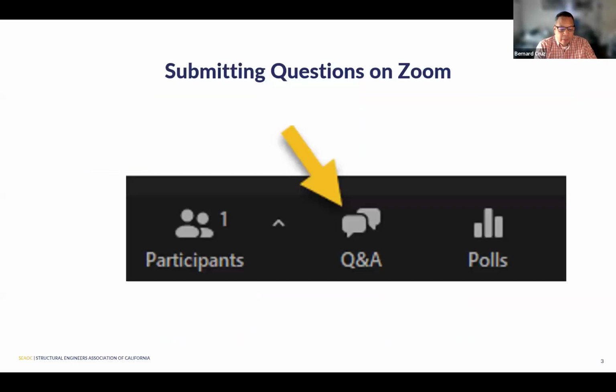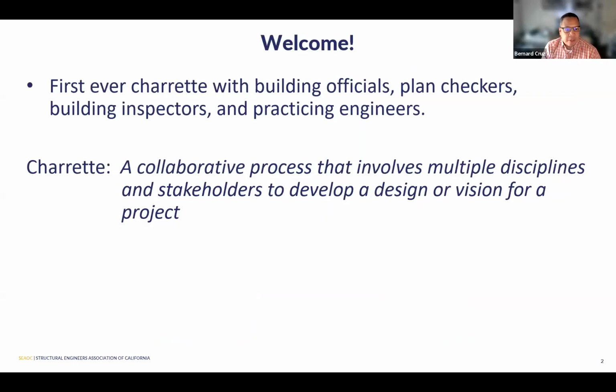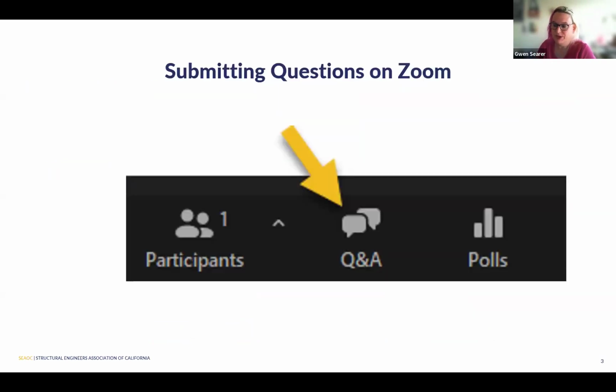So without further ado, I'd like to hand it over to Gwen to get us started. Thanks, Bernard. Take us away. Again, if anyone has any questions, please enter those questions in the Q&A down at the bottom. Okay, we're going to have some presentations in the beginning, and then we're going to have questions and answers, and then we're going to break into discussion and have a little bit more interactive, try to figure out what we want to do with the wind design in Southern California.